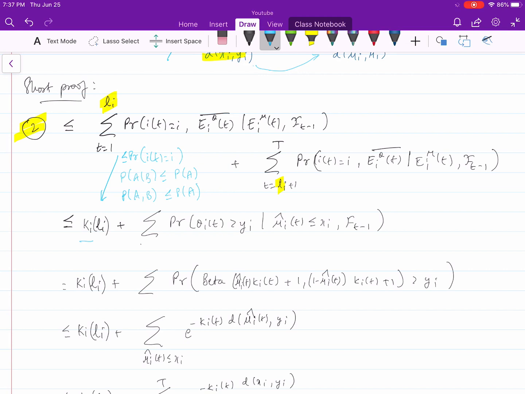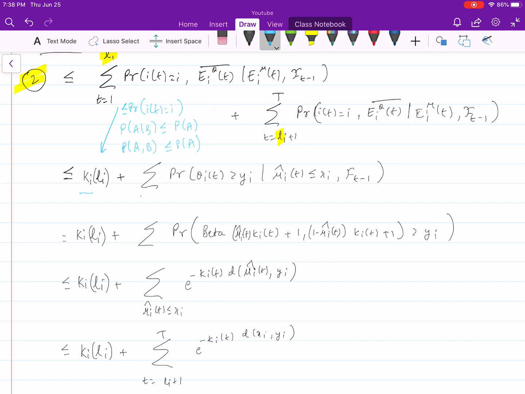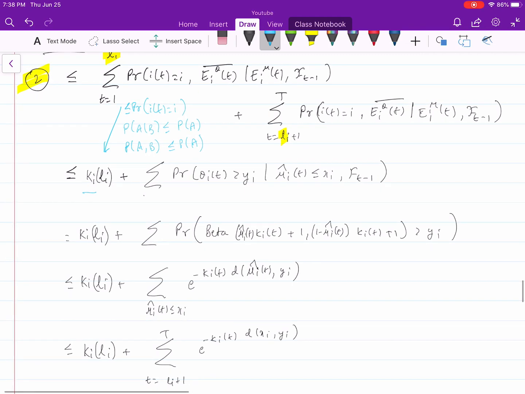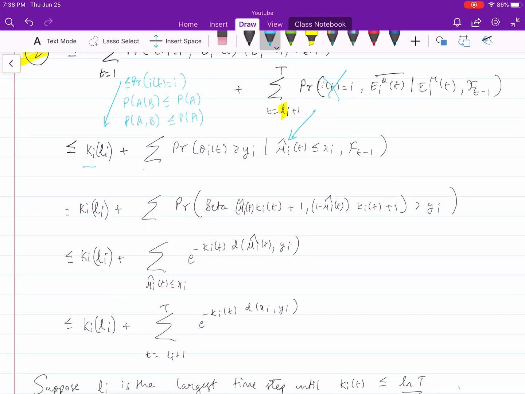For the second summation, you could use the previously mentioned ideas, where given this event, we are just removing this event here, so that is why it is an upper bound. So now we can write this as equal. I'm forgetting the conditioning event here, so I'll just fix that: conditioned on mu i hat of t is less than xi.